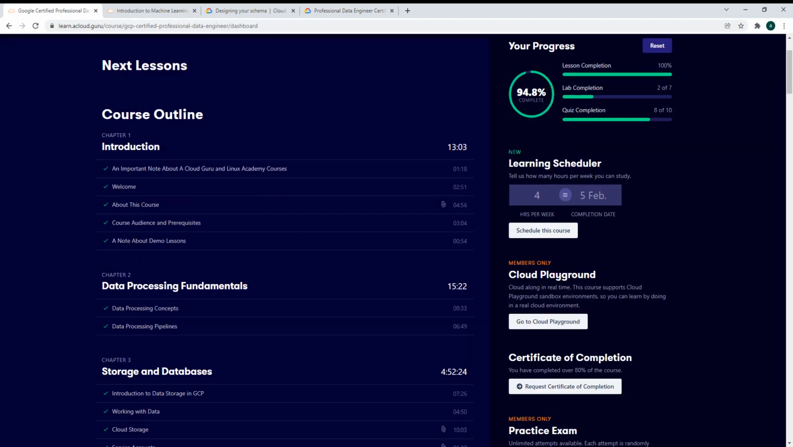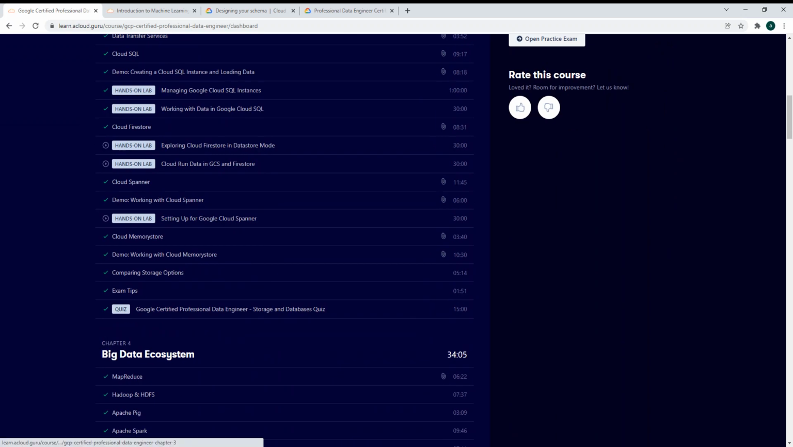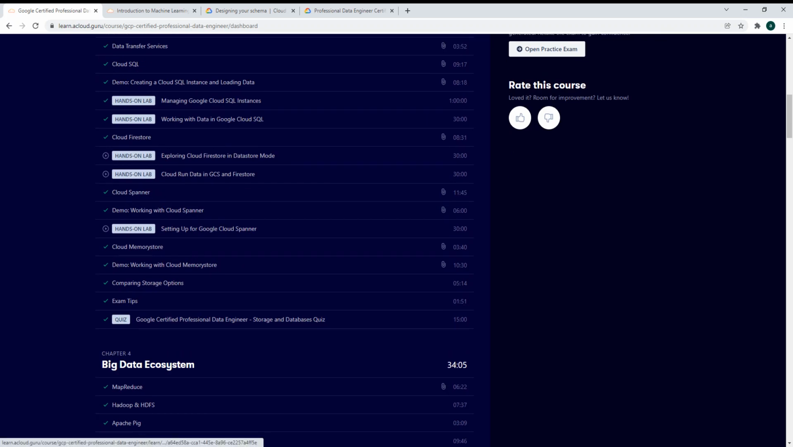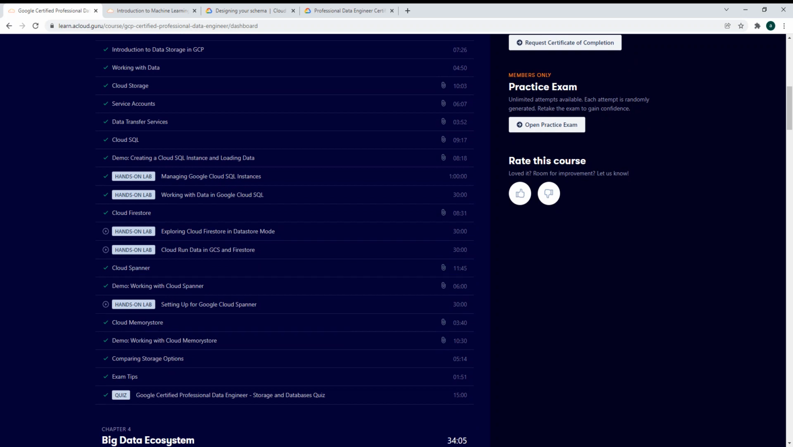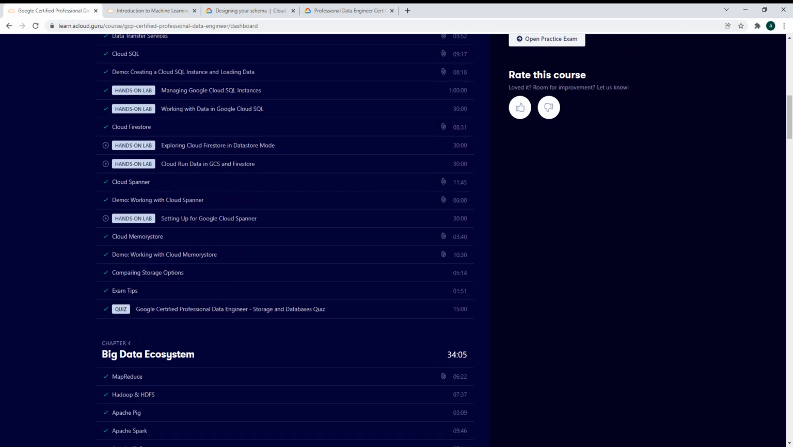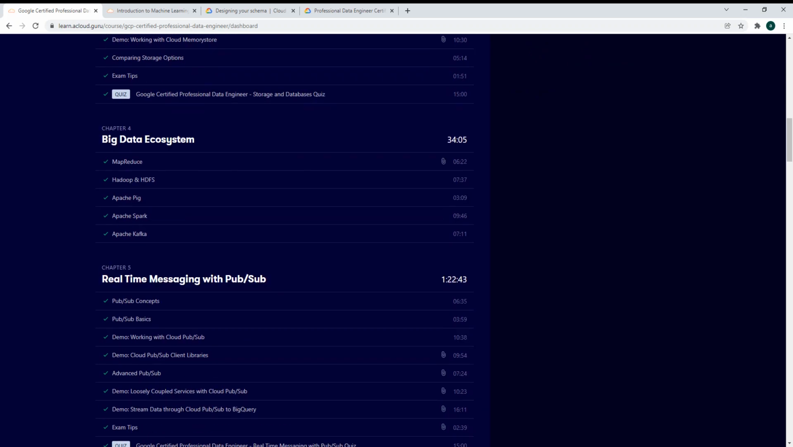And if you go with this course, it lists all such topics in detail with practice sets, quizzes, and hands-on labs as well. If you see storage and databases, it covers Cloud Storage, Cloud SQL, Spanner, which is the global RDBMS service, and then Memcache, or Memorystore, which is covered in storage. Then it covers the introduction to the big data ecosystem, which talks about Hadoop, Spark, and Kafka concepts.